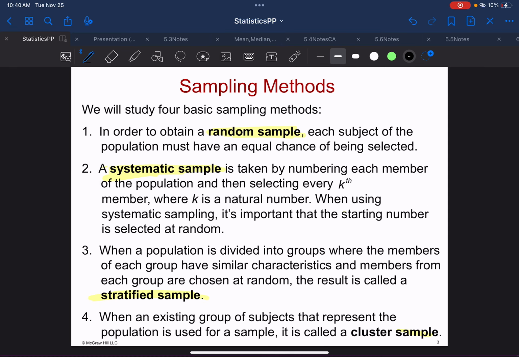And then the fourth type is a cluster sample. This is when an existing group of subjects that represents the population is used for a sample. So it's kind of just like a subgroup of the population itself.